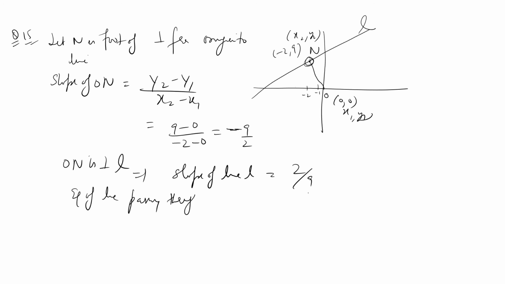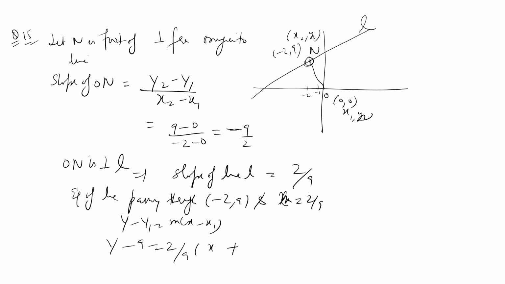passing through minus 2, 9 and having slope 2 by 9 is y minus y1 equal to m times x minus x1. So y minus 9 is your m times x minus x1. And you get 2x minus 9y plus 85 equal to 0.